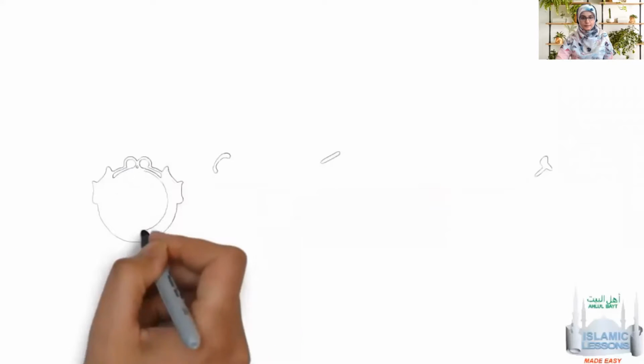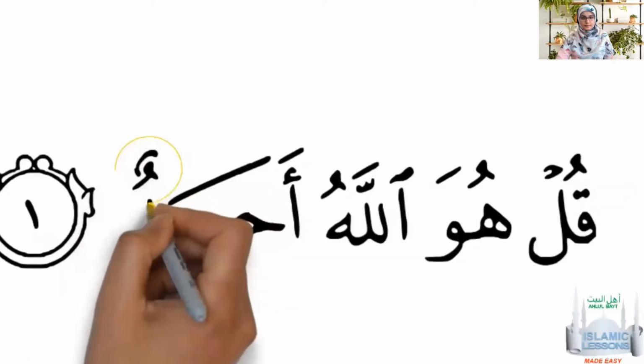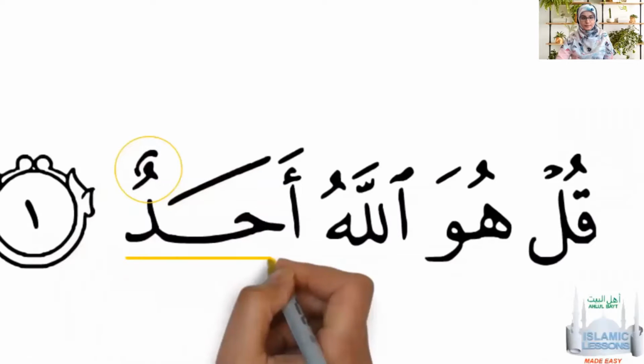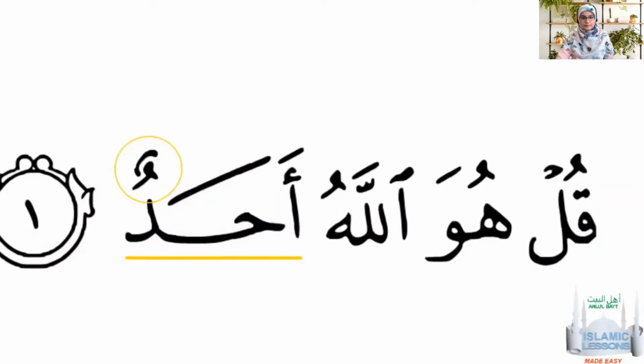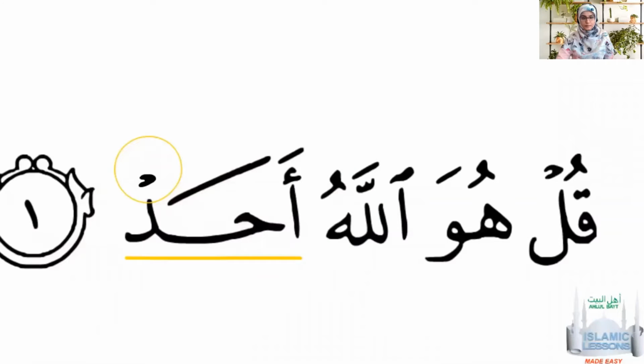If the last word ends in 2 kasras or 2 dhammas, we replace it with a sukoon. For example, the last word has 2 dhammas. It reads ahadun. When we are reading and come to a stop, we replace them with a sukoon. Now we read it as ahad and not ahadun.